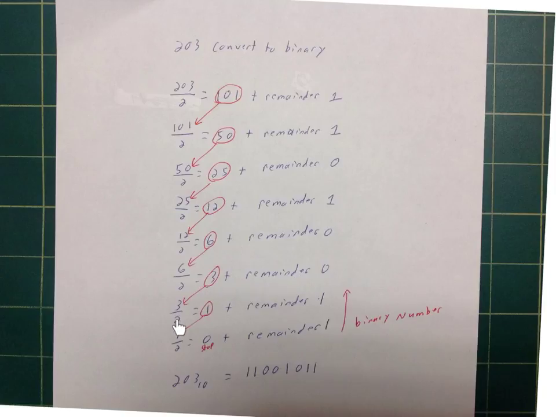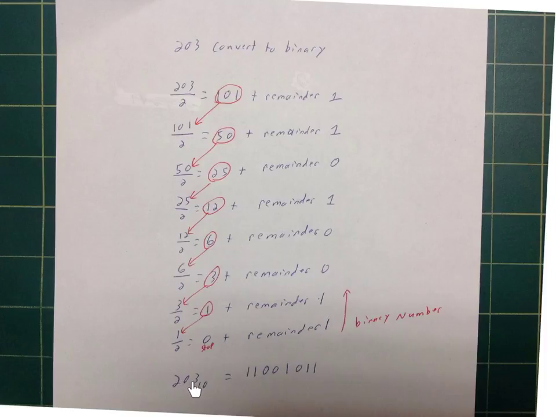Take the 3 divided by 2, that's a 1 with the remainder 1. And take the 1 down here divided by 2, it'll go in there 0 times. When this is 0, that's where you stop, and the remainder is 1. And if you look up this column here, that's your binary number.